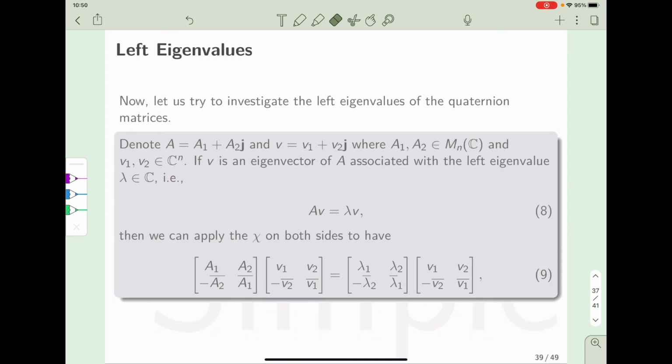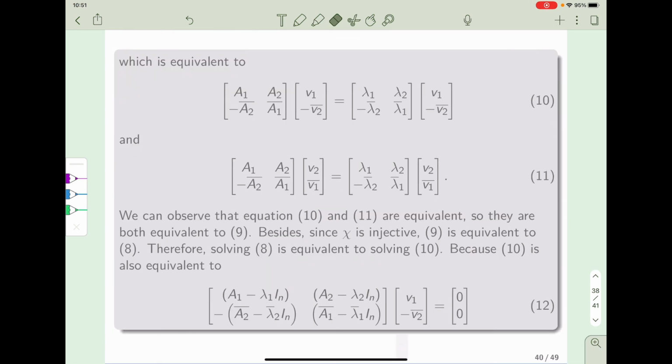Now let's try to find the left eigenvalues of A. This time we place lambda on the left side of the vector v and apply chi on both sides. And we split, just cut this in half, and we can deduce the following equations, 10 and 11. But now we can see that neither lambda 1 nor lambda 2 is an eigenvalue of chi of A, because the previous way they multiply the vectors has been twisted.